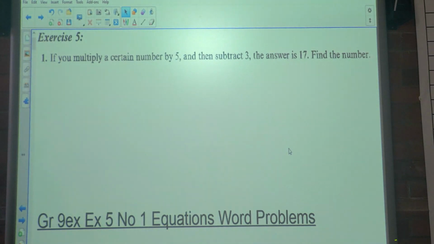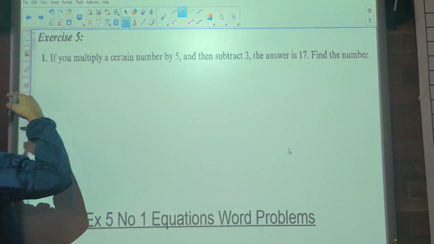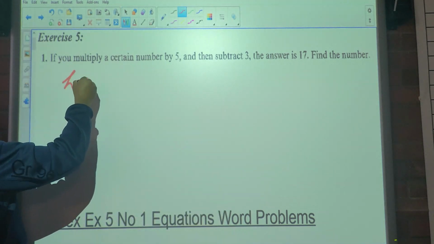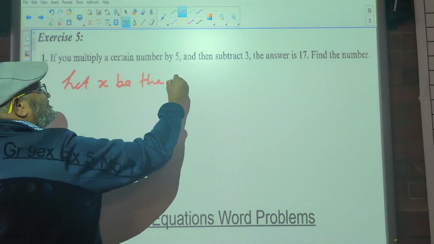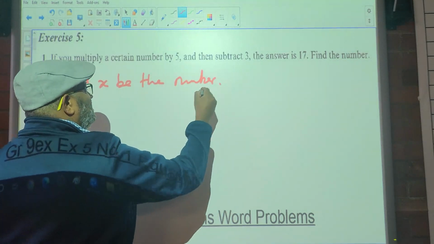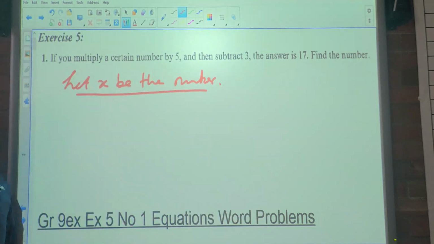We introduce our x first. So what do we say? Let x be the number, or let the number be x. Alright, you all agree with that?